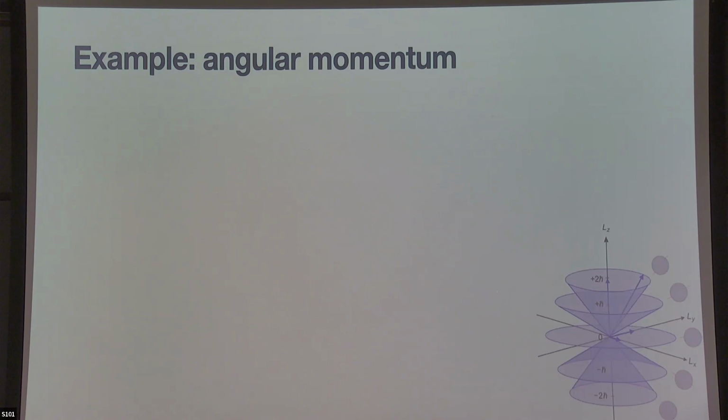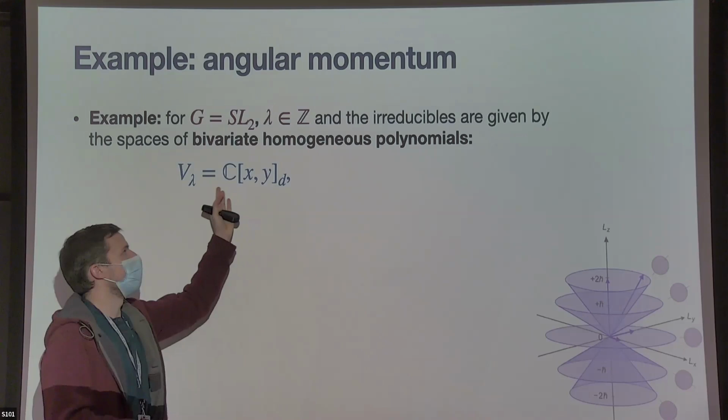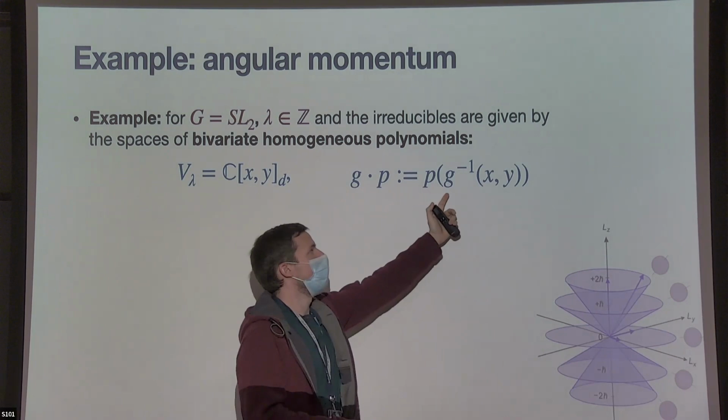Okay, here's another example, which is not commutative anymore. It's the group SL2. It turns out that the irreducible representations of this group are given by spaces of bivariate homogeneous polynomials of a particular degree. And the way you act on these is, this is a 2x2 matrix, you just act on the variables by the inverse.